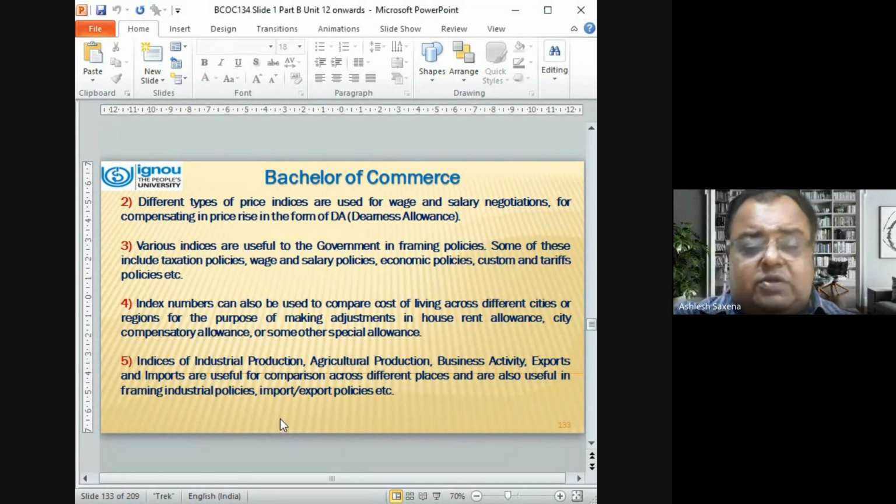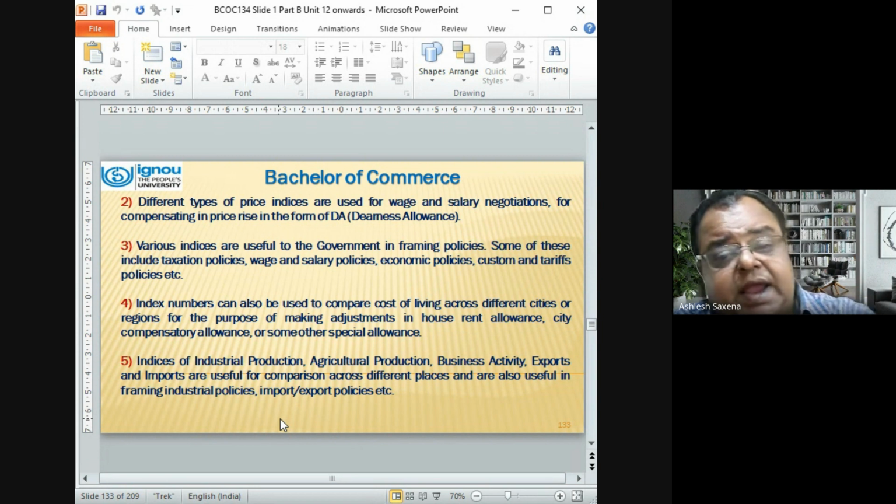Index numbers can also be used to compare cost of living index across different cities or regions for the purpose of making adjustments in house rent allowance, city compensatory allowance, or some other special allowance. Indices of industrial production, agricultural production, business activity, exports and imports are useful for comparison across different places and are also useful in framing industry policies, import export policies, etc.